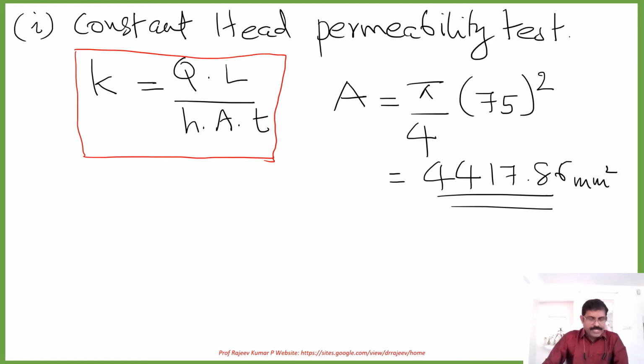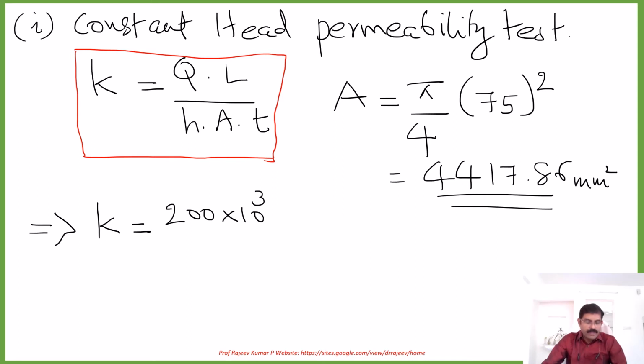Okay, so other quantities are given, so we can directly substitute here and find out the coefficient of permeability. Q is given as 200 into 10 cube, and L is given in the question: the points are 250 millimeter apart. So we are just considering only 250 millimeter. We are not considering 500 millimeter. Okay, that you must remember, because it is given in the question, the measurements are all taken for 250 millimeter thickness.